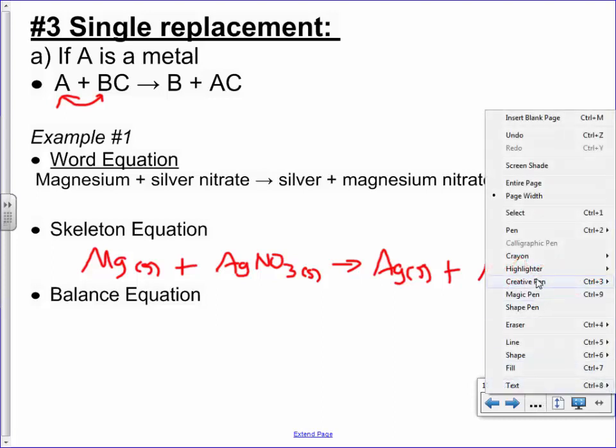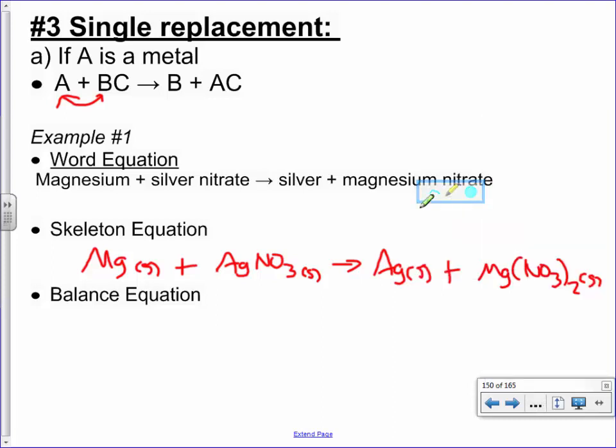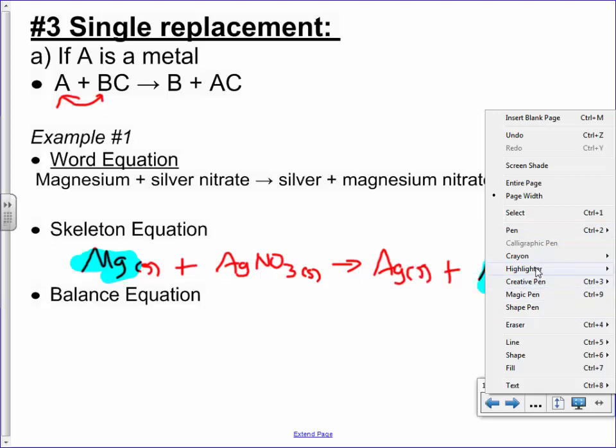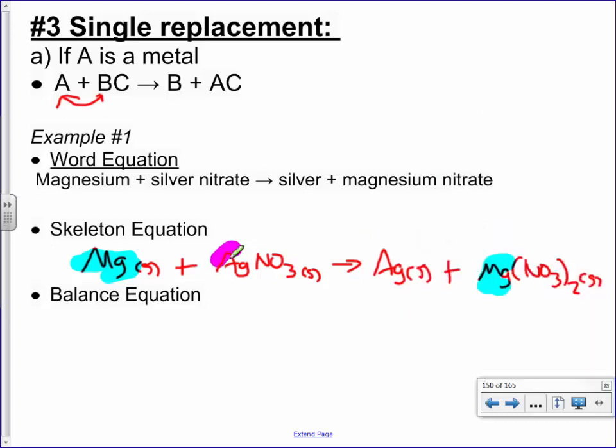I'm just going to try to color coordinate something just to highlight how this works, literally with a highlighter. See how this magnesium right here is by itself? Now, the magnesium has a partner. You see how silver had a partner, and now silver is by itself?